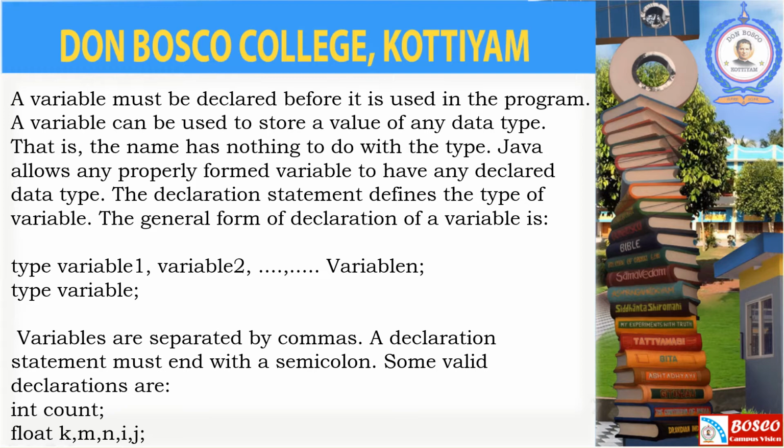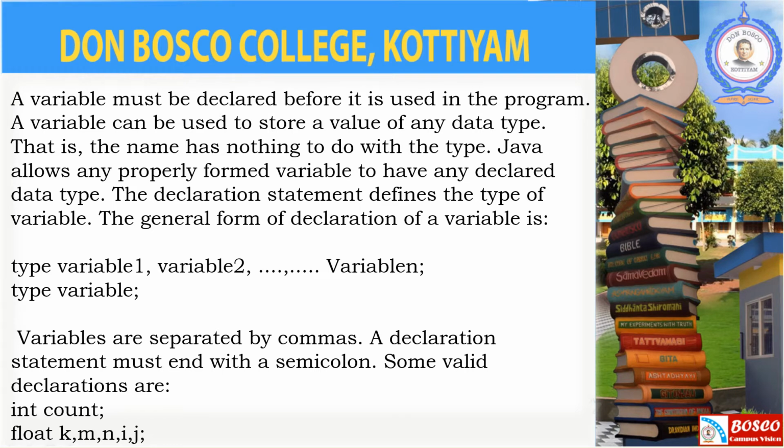A variable can be used to store a value of any data type, and the general syntax to declare a variable is: data type space variable 1 comma variable 2 etc. till variable n semicolon. And if there is only one variable, then: type space variable name semicolon. If there is more than one variable, then they should be separated by commas. And a declaration statement must end with a semicolon.